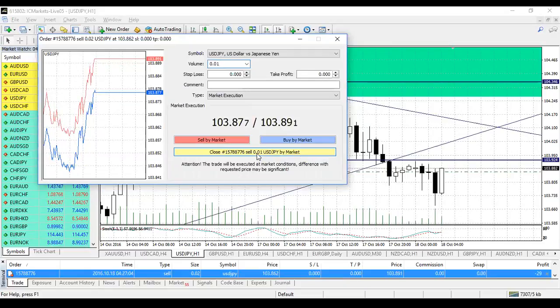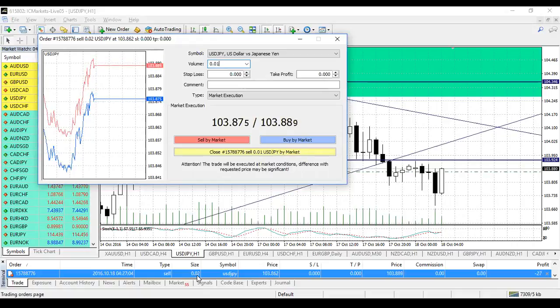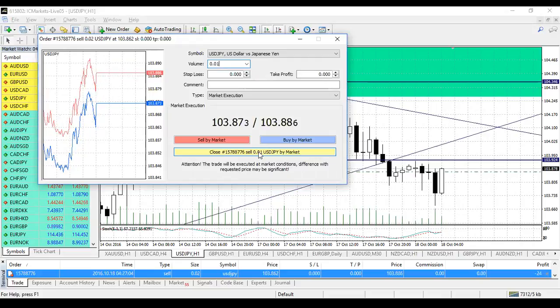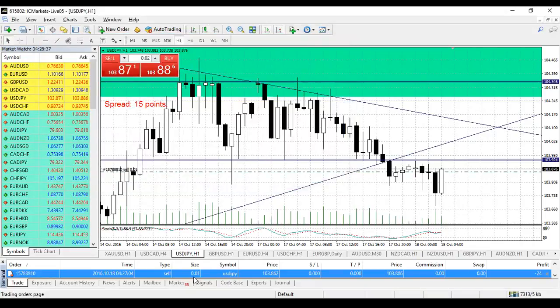Actually, you know what, I'm just going to close it by market, just to show you. You see right here, this is 0.02. If I close it by market over here, see, it's closed, and all I have left is 0.01 running. Make sense? Easy enough, right? Really simple. That's how you close a part of your positions. And I took a loss over here, a few cents.